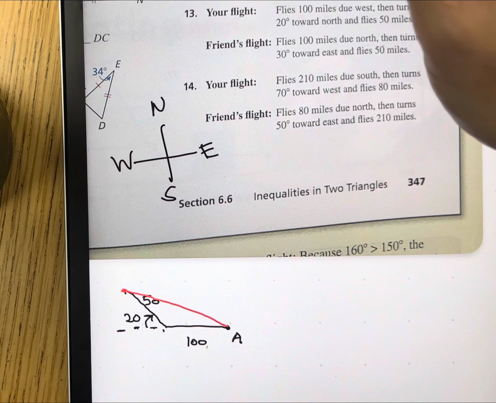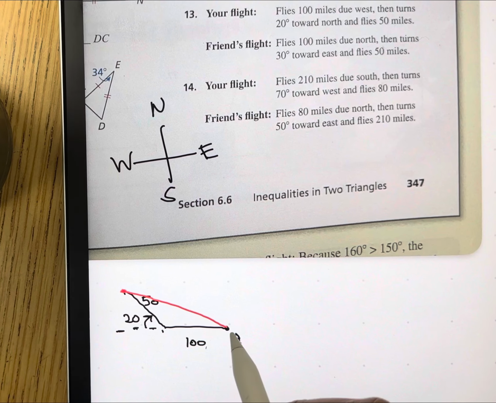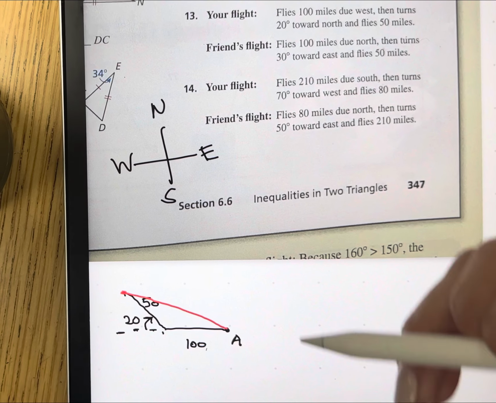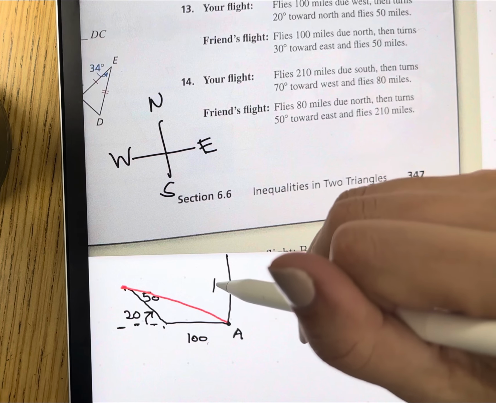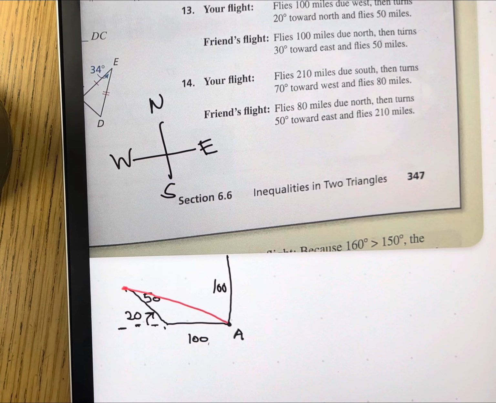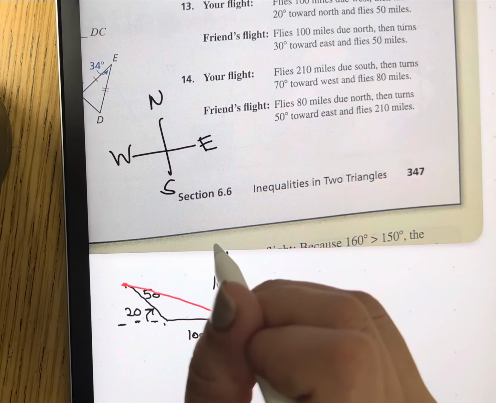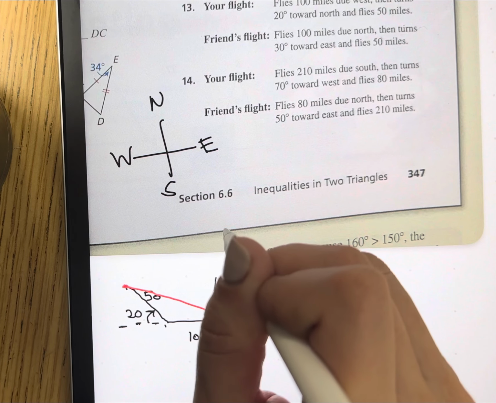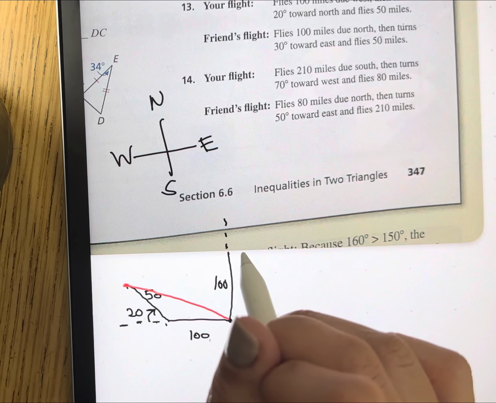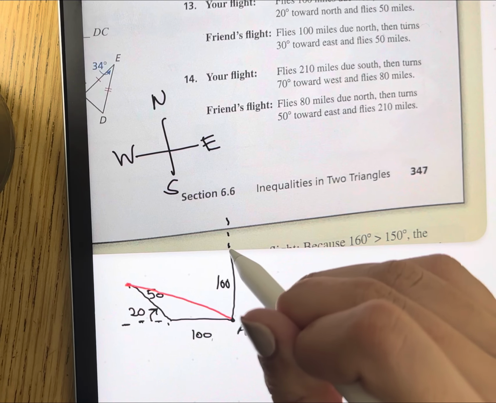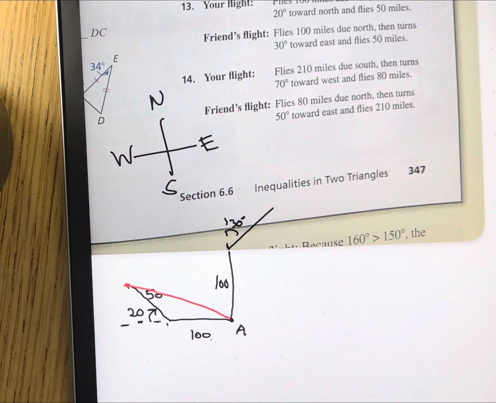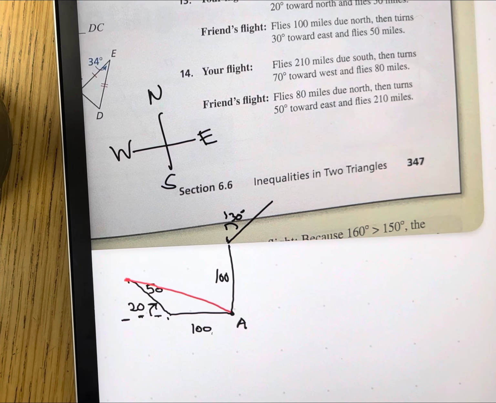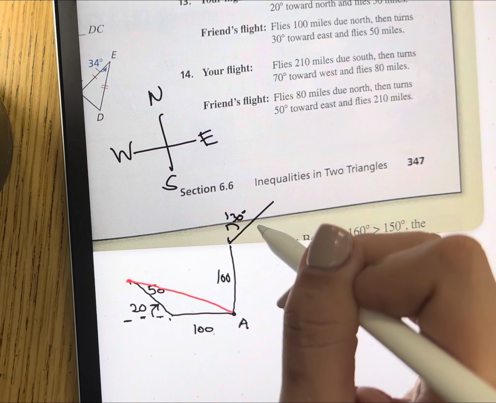And then now my friend's flight leaves the same airport. It goes 100 miles north. And then it turns 30 degrees towards east. So from here where I am, I turn 30 degrees towards east, which is to the right. And this is 30 degrees. And travels like 50 there.